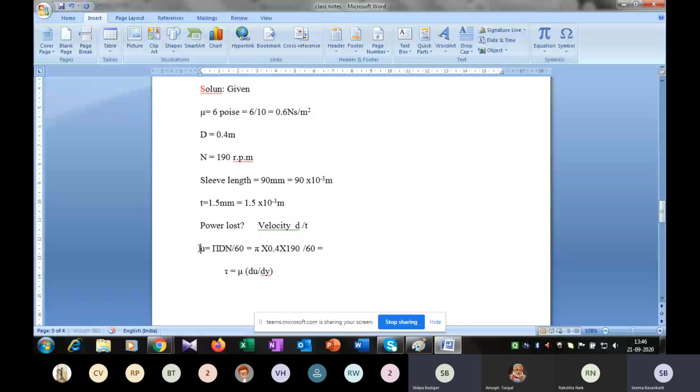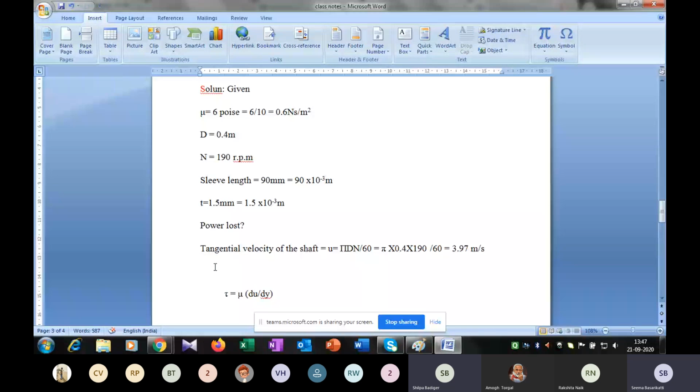Ma'am, 3.97 meter per second. This is the tangential velocity of the shaft. So it is equal to how much? 3.97 meter per second, ma'am. Was there any final velocity they have given? No, ma'am.